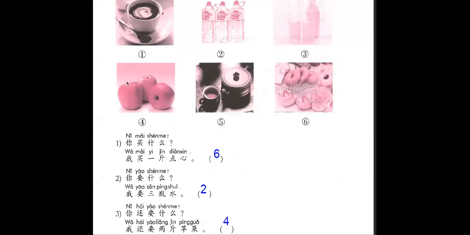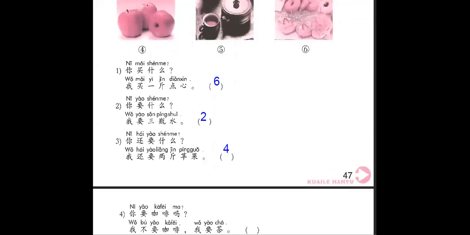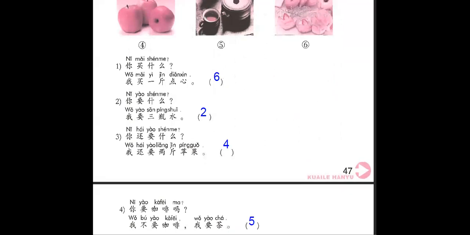And number 3, 你还要什么? What else do you want? 我还要2斤苹果. I also want 2 half kilos of apples. So I also want this number 4, where we have some apples. So 苹果, apples. We continue with number 4. We translate: 你要咖啡吗? Do you want coffee? 我不要咖啡. I don't want coffee. 我要茶. I want tea. So number 5.